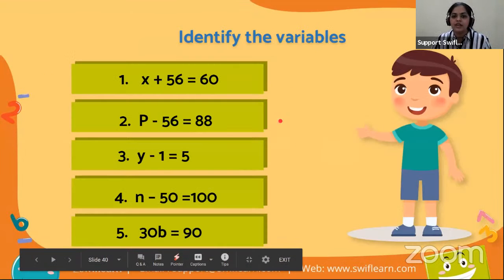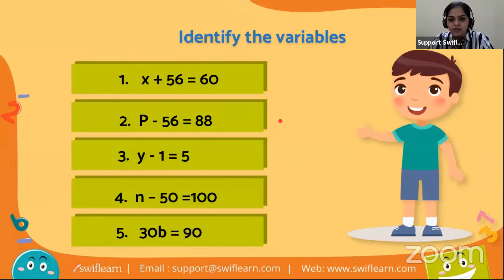Now here are some questions for all of you, and let's try these questions together. Here we have to identify the variables, so let us just revise what variables are. Variables are the letters that change their value. And constants are the fixed numbers that do not change their value. Let's try the first question together.